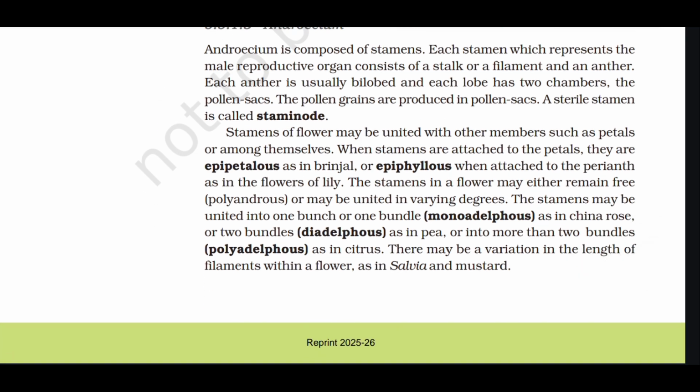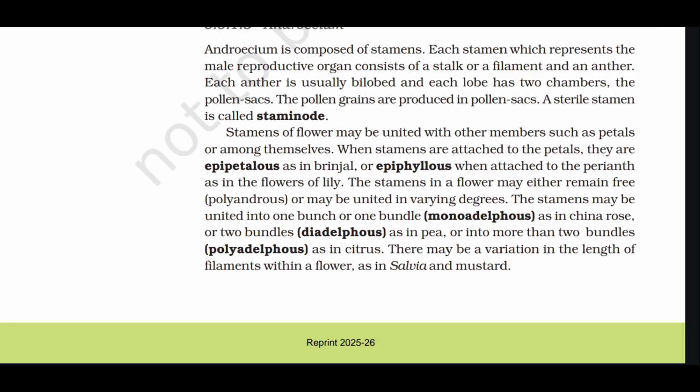Stamens of flowers may be united with other members such as petals or among themselves. When stamens are attached to the petals, they are epipetalous, as in brinjal, or epiphyllous when attached to the perianth, as in the flowers of lily. The stamens in a flower may either remain free, that is polyandrous, or may be united in varying degrees.